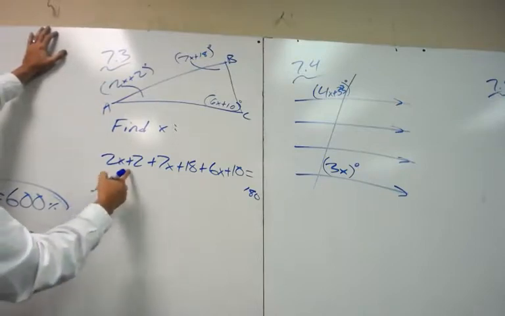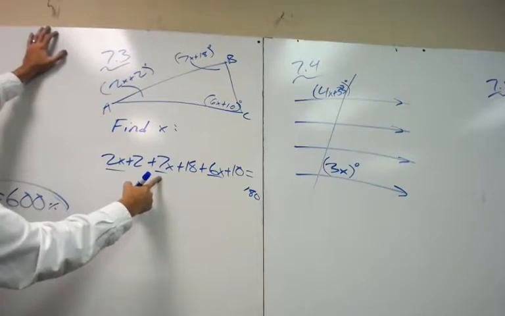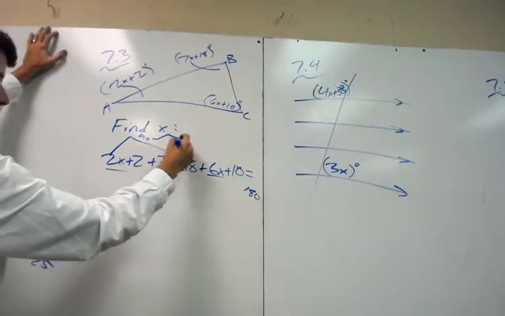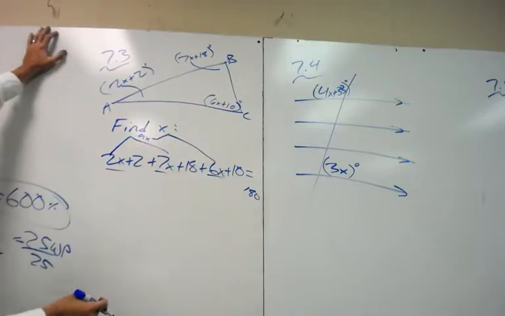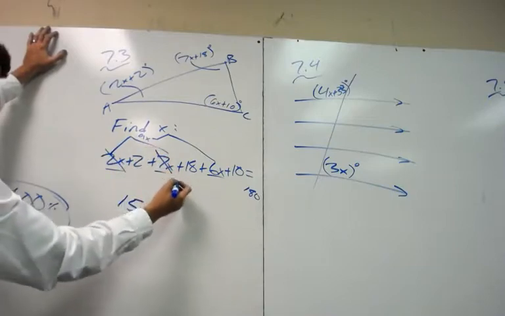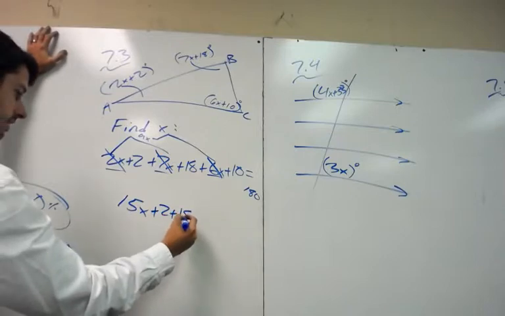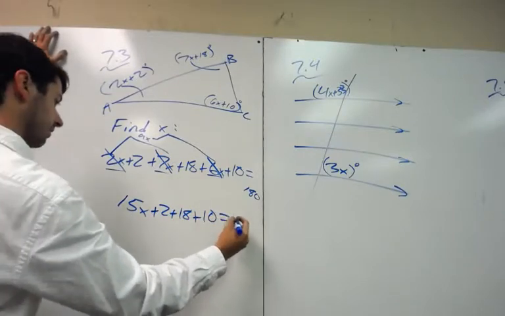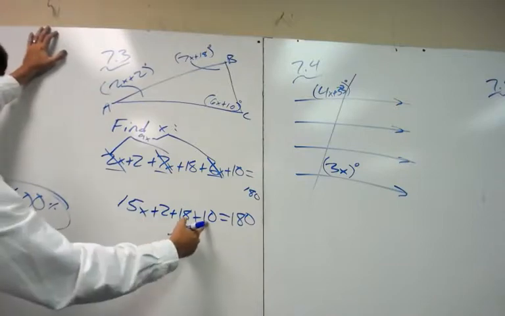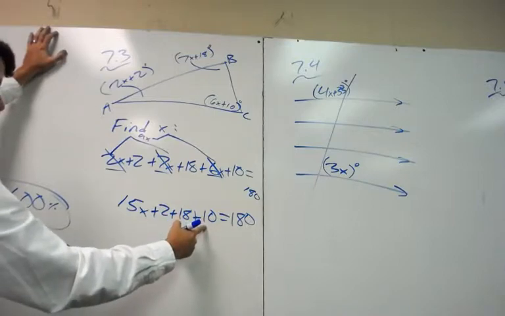Now we can add like terms. 2x plus 7x, that'd be 9x, plus 6x, that's 15x. All I did was add 2x, 7x, 6x. So 15x plus 2 plus 18 plus 10 equals 180. Add these common terms. 2 plus 18 is 20, plus 10 is 30.